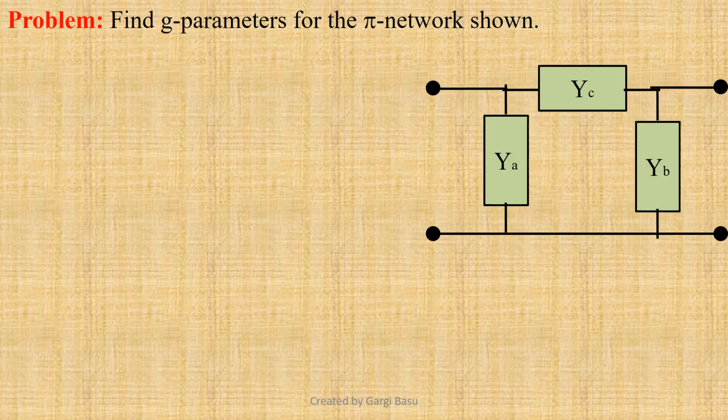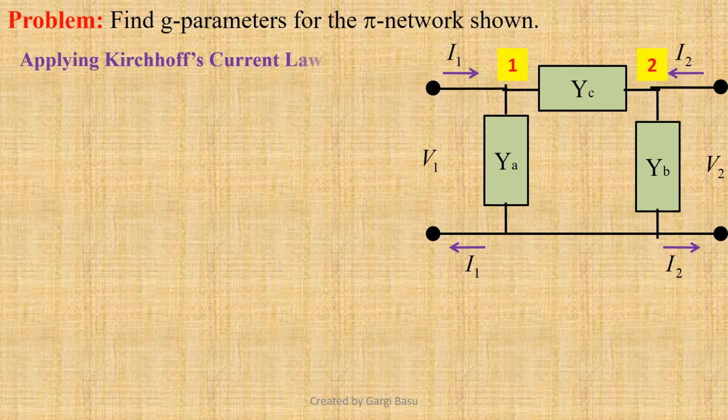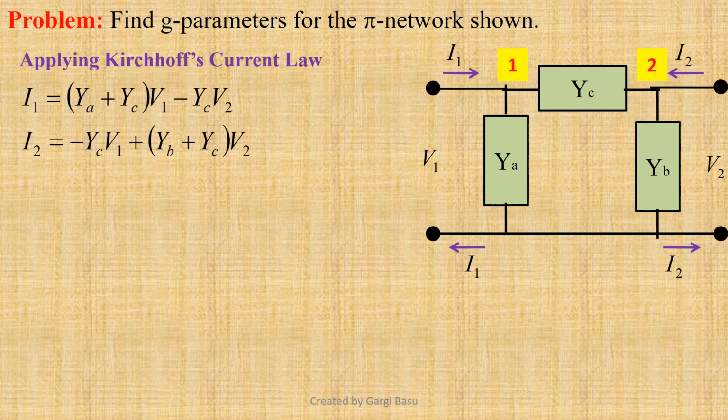We have to find the G parameters for the pi network shown. Let the input and output port voltages be V1 and V2 and the input and output port currents be I1 and I2. Let us mark the nodes 1 and 2. Applying Kirchhoff's current law at node 1 we can write I1 equals (YA plus YC) into V1 minus YC into V2. And from node 2 we can write I2 equals minus YC into V1 plus (YB plus YC) into V2.